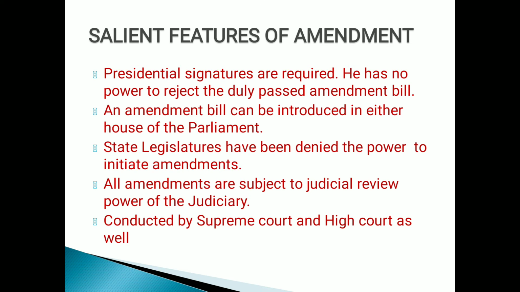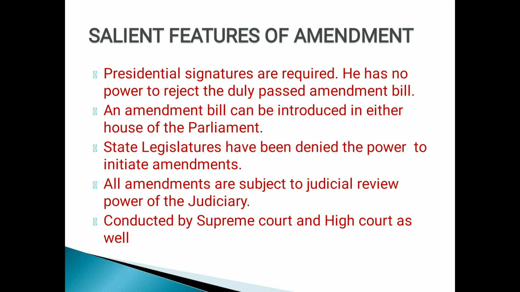Next, if you see, all amendments are subject to the judicial review power of the judiciary. Children, I've already explained to you in class 10 what judicial review means. Here the Supreme Court has the power of reviewing the laws made, given by the constitution. And what does the Supreme Court review? The Supreme Court reviews the legislative bodies and executive bodies, whether they are following the rules and regulations given in the constitution or not. And if they are not following, the Supreme Court can declare it null and void. Right, children, if you remember.